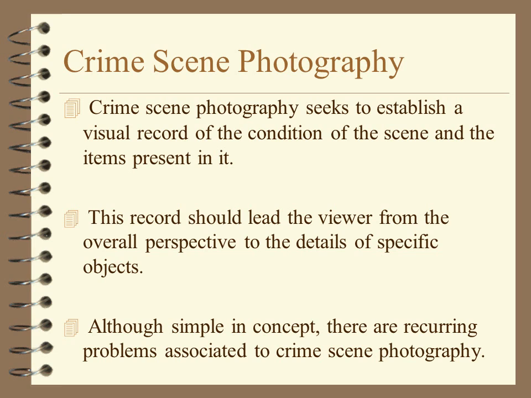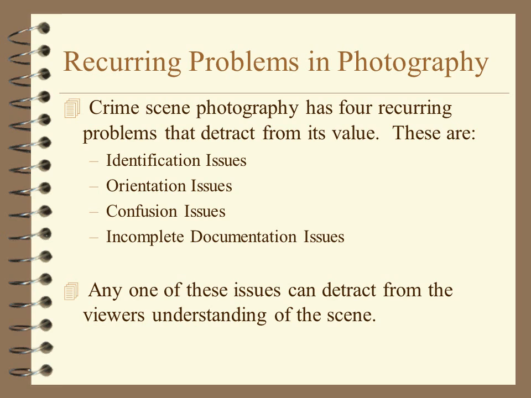Now, our objective of crime scene photography is that we want to establish a visual record of the crime scene as we found it. And this includes where the items were at the time it was found. Now, this sounds real simple. However, there's a number of recurring problems that happen in crime scene photography. These recurring problems are things such as identification issues, orientation issues, confusion issues, and incomplete documentation issues. And any one of these can really take away from the story that you're trying to tell. We're going to discuss each one of these particular items in turn.